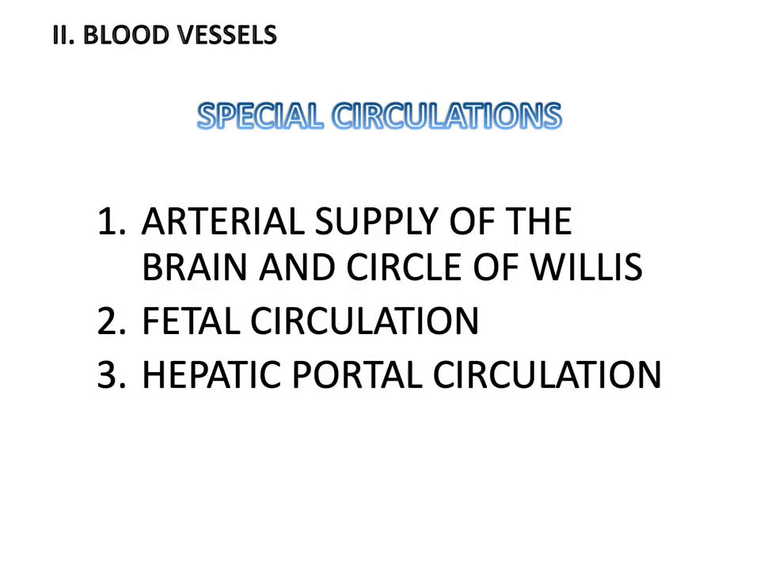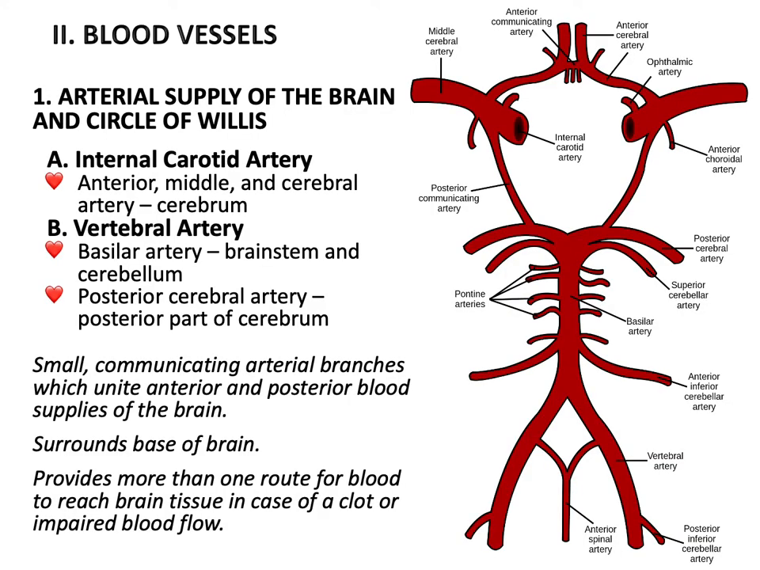Here now are the special circulations of the body: the arterial supply of the brain and circle of Willis, fetal circulation, and hepatic portal circulation. The brain has a very special circulation because a lack of blood for even a few minutes causes the delicate brain cells to die. A continuous blood supply to the brain is very crucial.